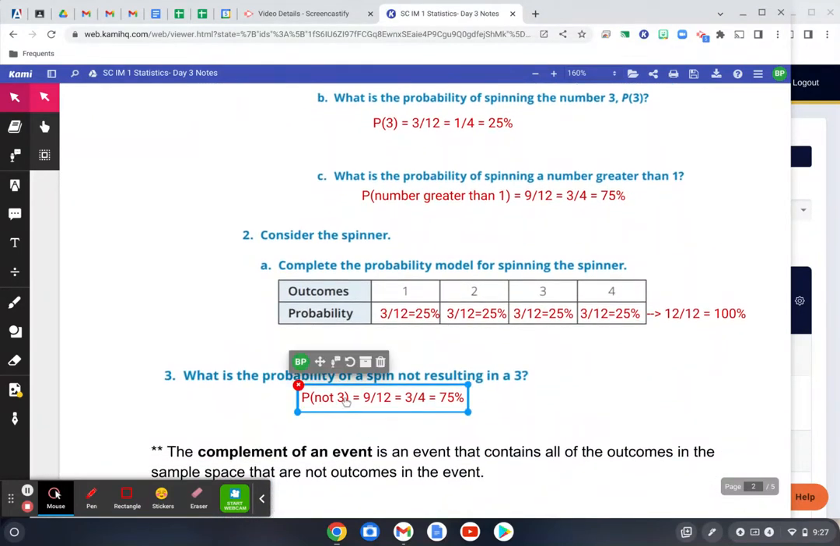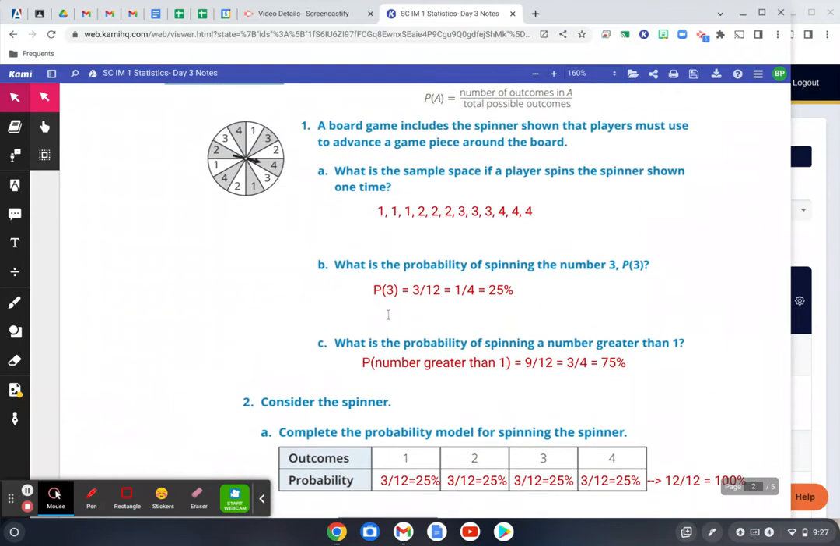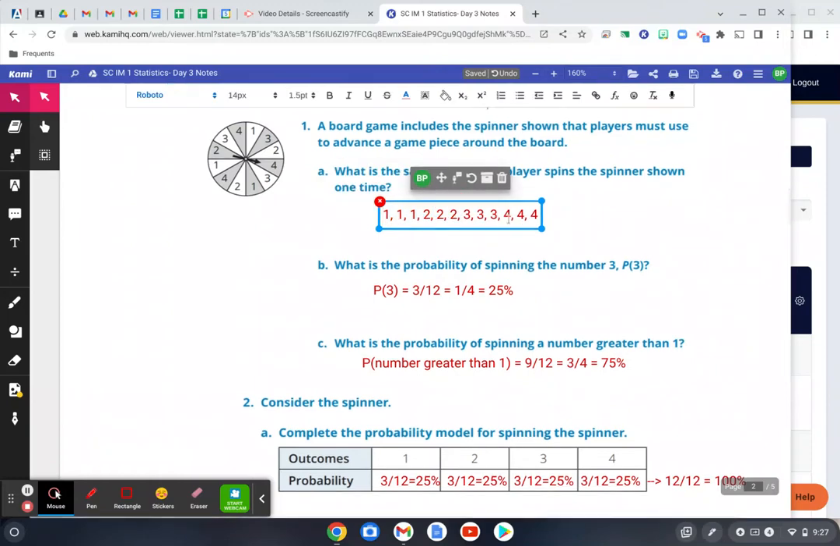Now, what is the probability of a spin not resulting in a 3? So that would be any one of these 1s, any one of those 2s, or any one of these 4s.